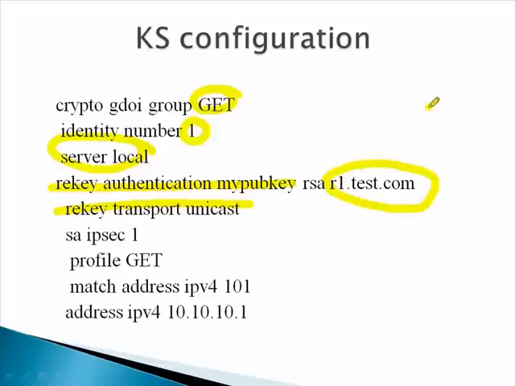So again, you have to pre-generate this set of keys just with the crypto key generate RSA label r1.test.com mod 1024. Just do that command before you configure your key server, and then reference whatever you labeled the keys here in this line. Let me get rid of this so it doesn't confuse.